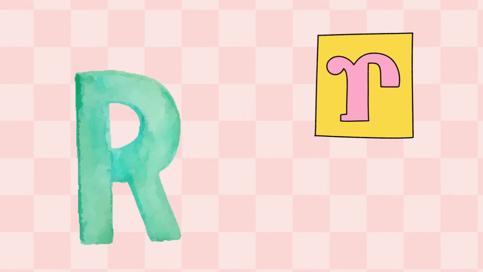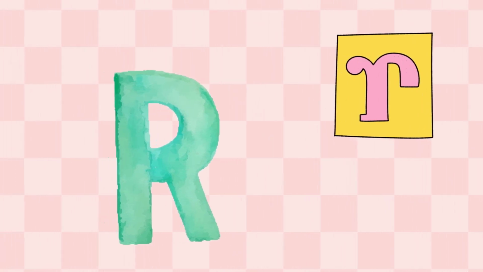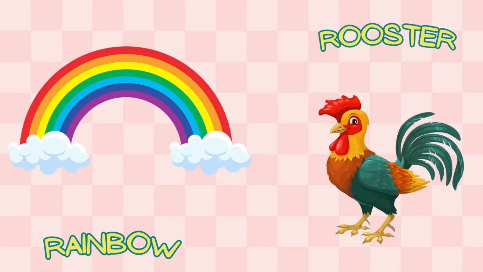The alphabet R. R is for rainbow. R is for rooster.